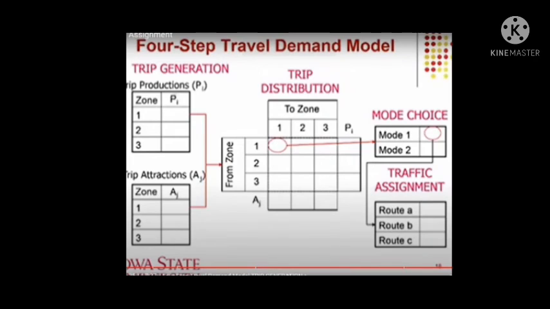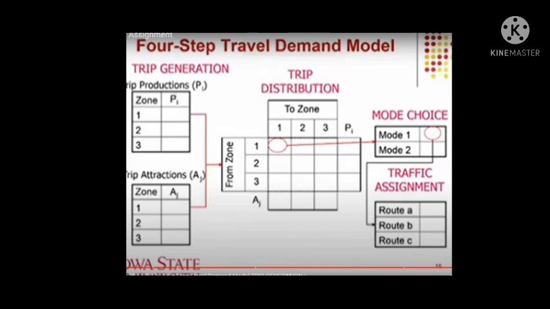So by those data, we can now generate the 4-step travel demand model, which is composed of 4 parts, which are the trip generation, then after trip generation go to trip distribution, then the mode choice, then the traffic assignment. So under the trip generation is the trip production, which is from zone 1 you have data, then zone 2, zone 3 you have data. Then in trip attraction, from zone 1 you have attraction 1, then 2, 3 you have attraction.